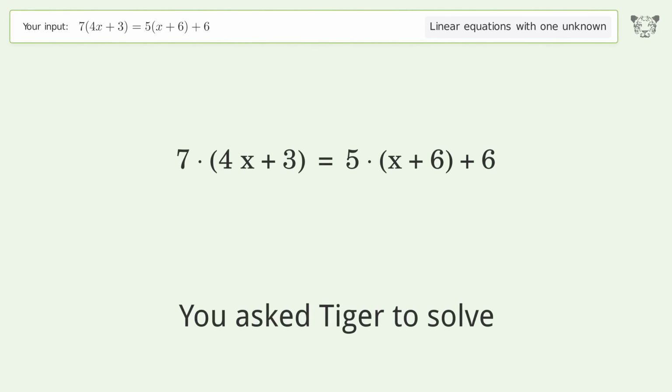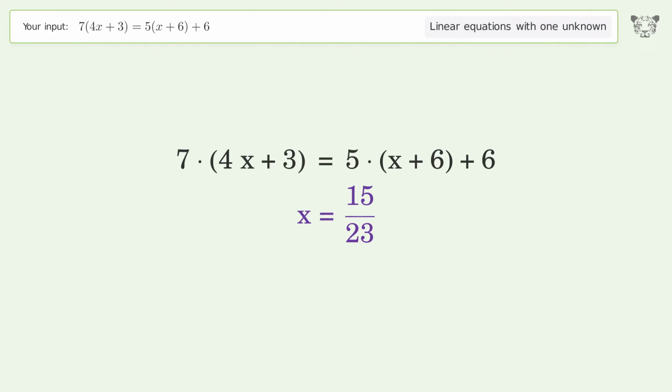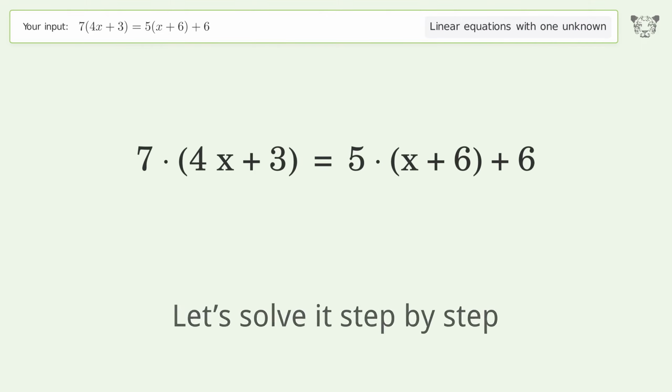You ask Tiger to solve this. It deals with linear equations with one unknown. The final result is x equals 15/23. Let's solve it step by step.